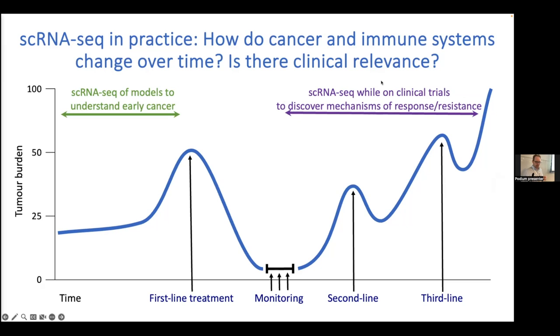And then I'm going to talk about single cell RNA sequencing while you're on a trial. So once you're treated, what is the effect of treatment? Why do you relapse? And then what next treatment might be effective based on a single cell profile?